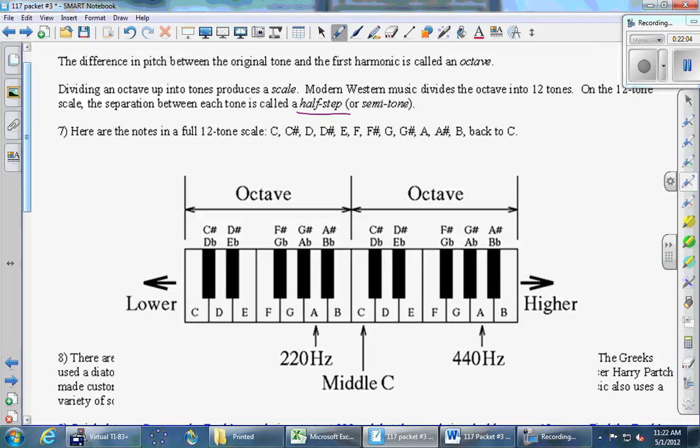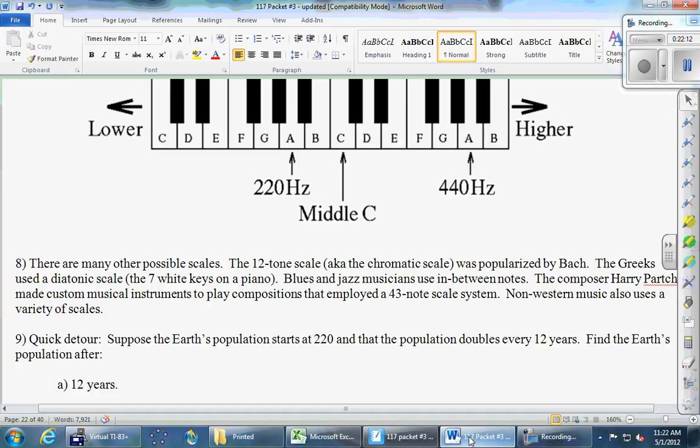All right, so let's go down here. Now, unfortunately, I missed the spacing here and gave you something there's no way to read. So somebody with good eyesight, where's our reader now? Jason, can you read from the board, number 8? There are many other possible scales. The 12-tone scale, aka chromatic scale, was popularized by Bach.